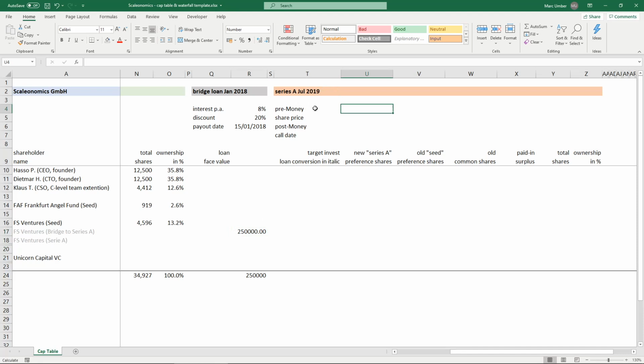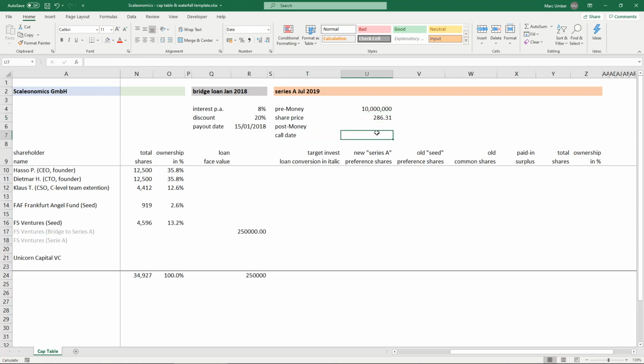Now, the shareholders of Scalenomics and Unicorn Capital agreed on a pre-money valuation of 10 million euros. This gives us the necessary information to calculate the share price, which is the pre-money valuation of 10 million, divided by the number of shares outstanding before this round. This is 286 euros and 31 cents. Now again, make sure that we avoid rounding errors. So let's take 2 digits after the decimal.